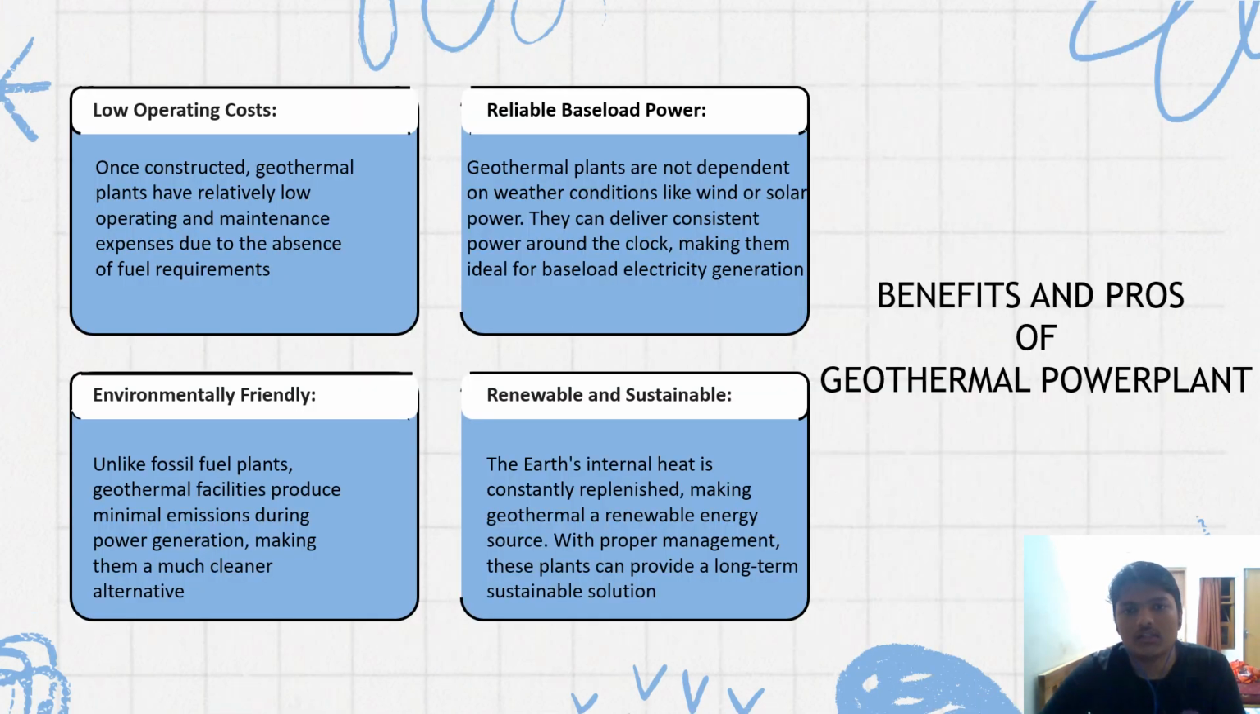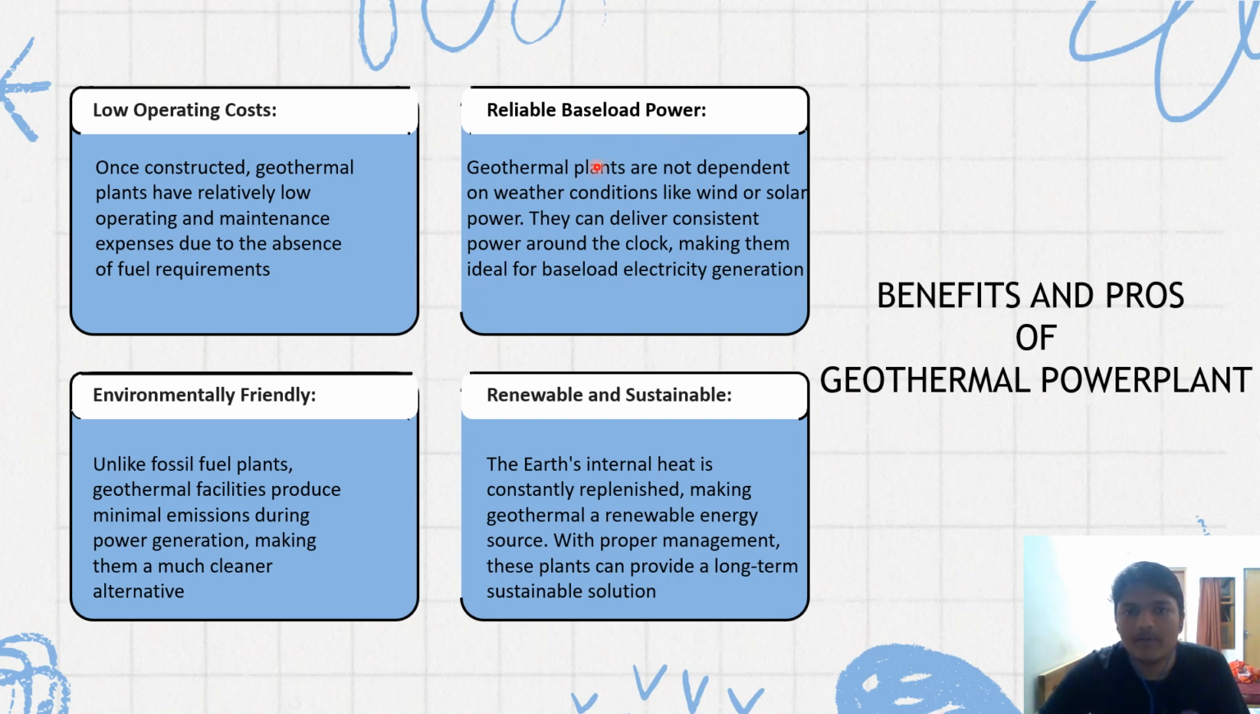So, moving to the other benefits and pros of our geothermal power plant. Low operating costs. As we know, the natural resource of steam production is continuous and infinite, so it has low operating costs. Once constructed, a geothermal power plant has relatively low operating and maintenance expenses due to the absence of fuel requirement. As we know, there is no fuel requirement like coal, kerosene, or petrol. So there are low operating costs for the geothermal power plant, which is a strong point of this power plant.